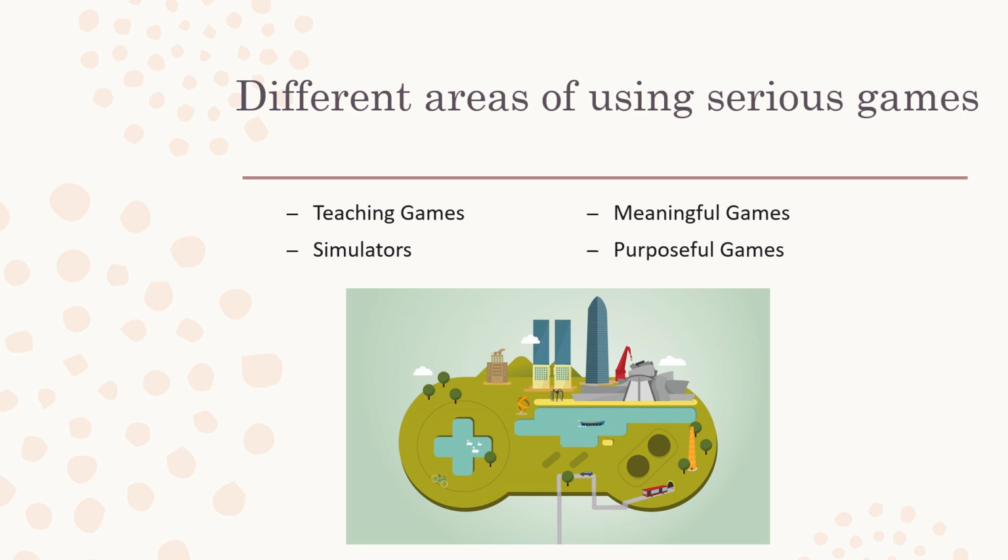Serious games are used in four areas: in teaching, to teach a concept using gameplay; in simulators, to allow safe practice and testing; in meaningful games, to promote a meaningful message to the players, for example, don't cut trees; and finally, in purposeful games, to create direct real-world outcomes. For example, Xbox sport games that can be played with Kinect are good examples of serious games that motivate users to be active.